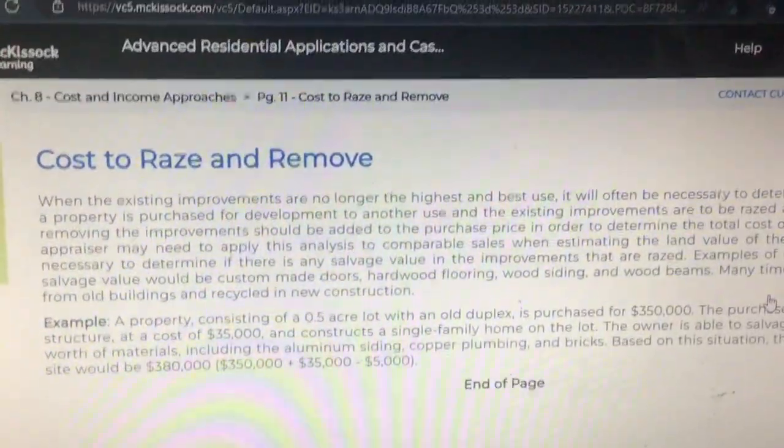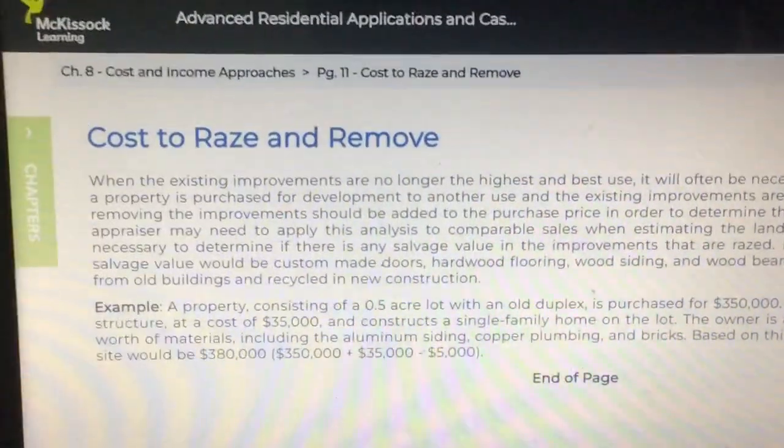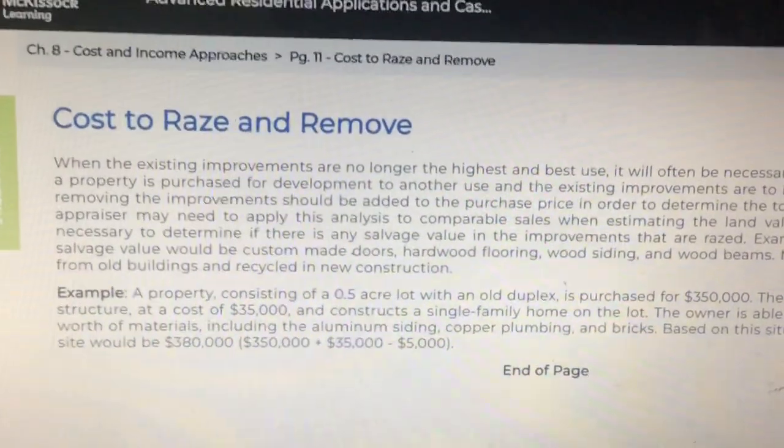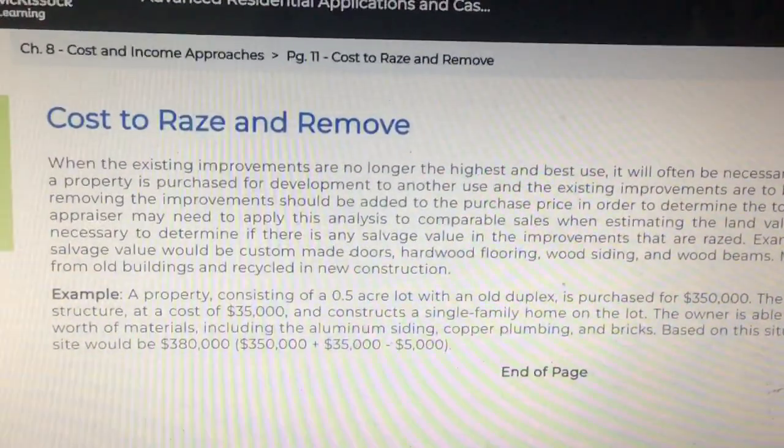Advanced Residential Applications and Case Studies. Chapter 8, Cost and Income Approaches. Page 11.